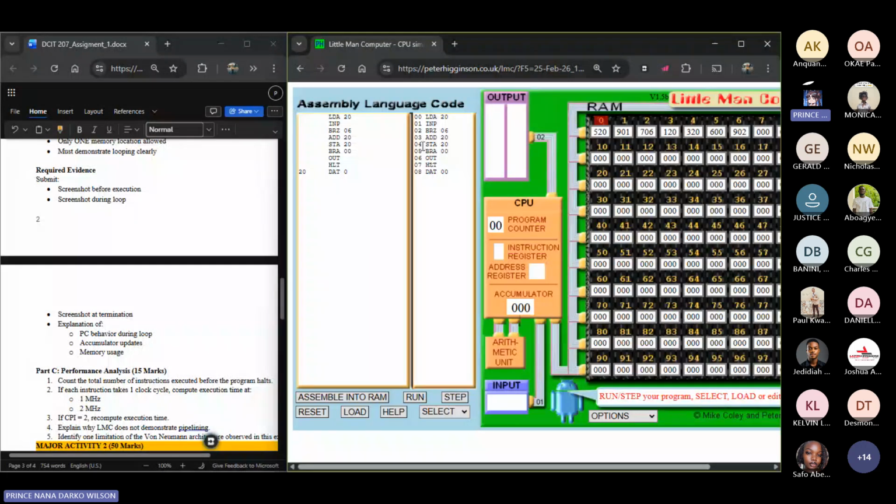We also said load 20, take inputs, add it to 20, store it in 20. So after it adds to 20, it stores the value in 20. So 20 now becomes updated with the new added sum. If it was a 5, 20 now becomes 5. And then the program branches to 0. It loads address 20, which holds 5 now. So now it loads the 5. You take an input like 6. It adds 6 to the 5. It becomes 11.